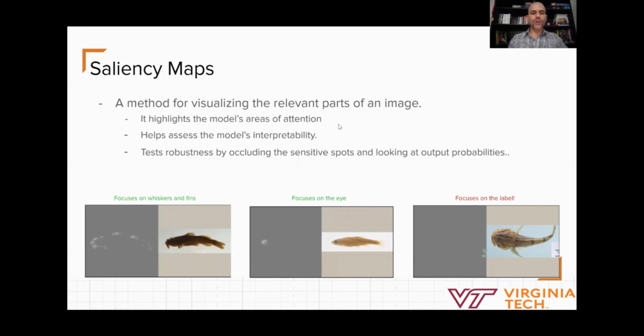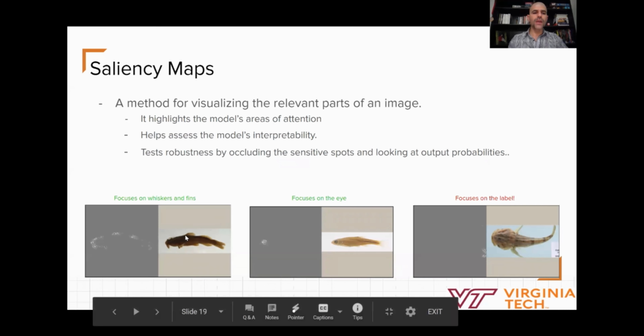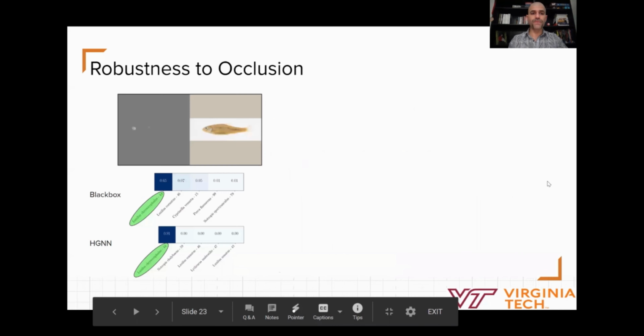Now, what's more important is studying the robustness. So how do we do that? We use a tool called Saliency Maps. Saliency Maps give you a visualization of what the model is looking at when it's trying to classify the image. Here we can see that for this fish, the model is looking at the whiskers and some of the fins. For this fish, it's looking at the eye. Sometimes it's looking at something completely irrelevant. Like here, for example, it's looking at the label. So we know the model is not doing its job. It should be looking at the fish, not at the label. So it could also be a debugging tool.